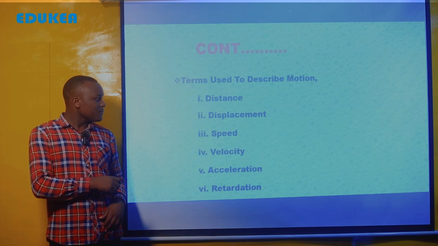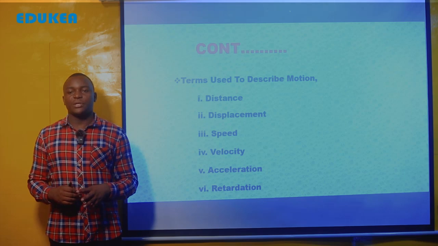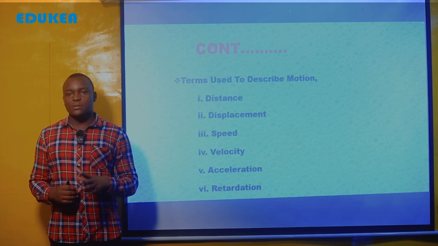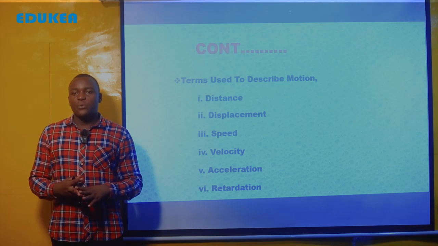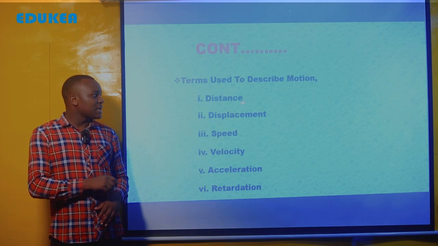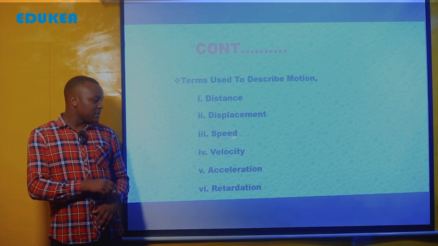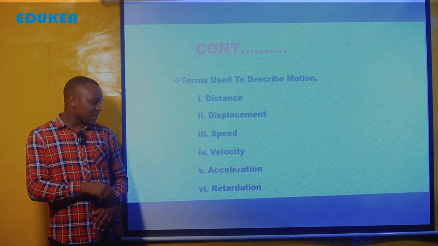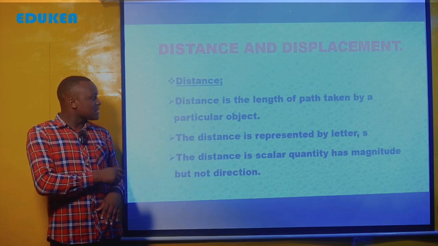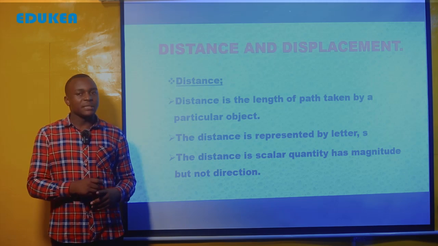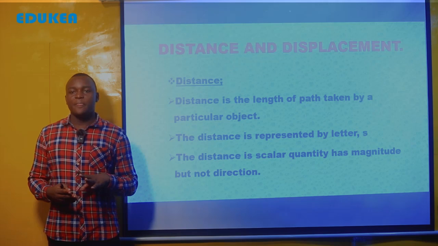So there are terms used to describe motion, kwamba vitu ambavyo tunavitumia kuelezea mijongeo. Kitu cha kwanza tunaita ni distance. Kitu cha pili ni displacement, also speed, velocity, acceleration and retardation. Starting with distance and displacement, what does the term distance mean, or what does the term displacement mean?